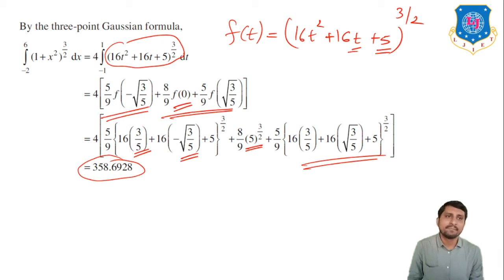So the final answer is 358.6928. Okay. So in today's session we discussed the Gauss quadrature formula for n equal to 1, 2, 3. In the previous session we discussed the trapezoidal rule, Simpson's 1/3 rule, and Simpson's 3/8 rule. So the numerical integration chapter is complete now. Up to this, thank you.